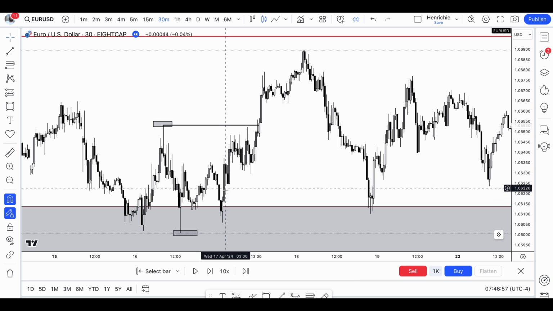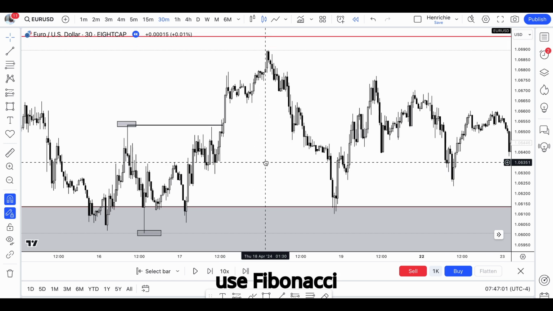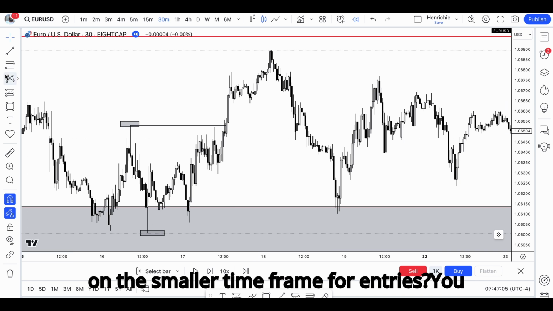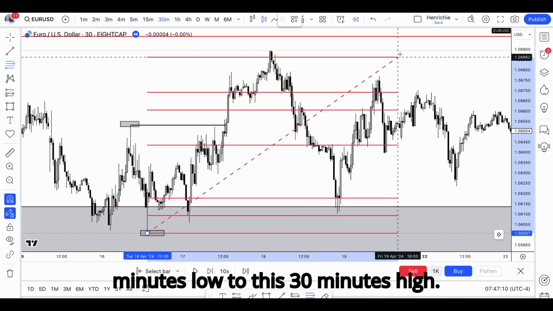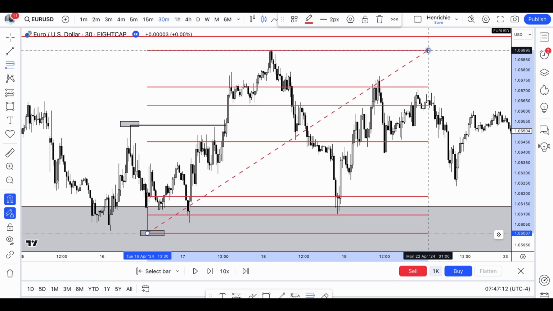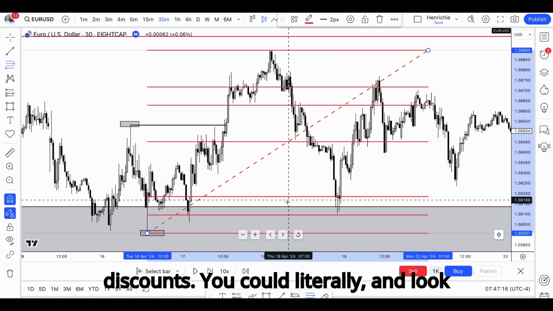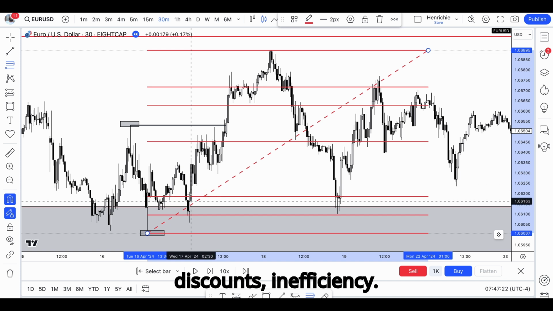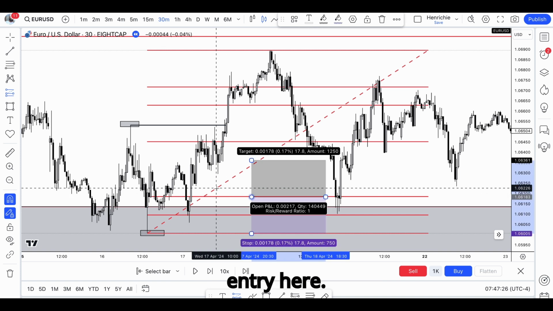Inefficiency. Okay, let me teach you something else. How do you use Fibonacci on the smaller time frame for entries? You can draw the Fibonacci from this 30 minutes low to this 30 minutes high. Look what's resting right here. Extreme discount. And look what's resting directly above the extreme discount. Inefficiency. You can literally put an entry here.